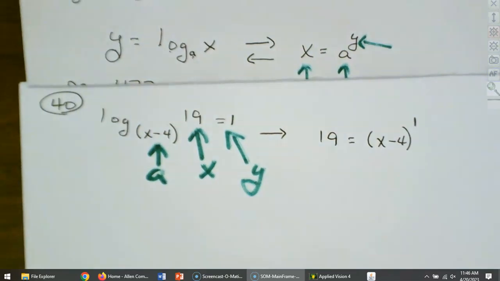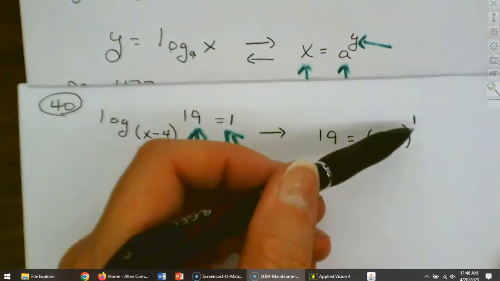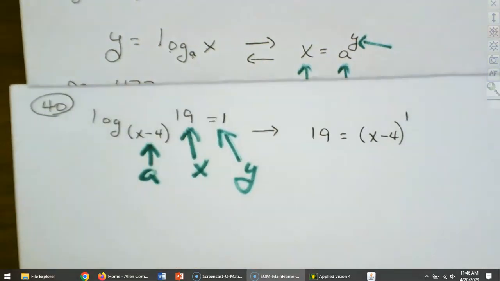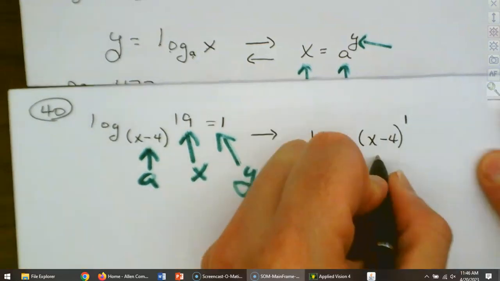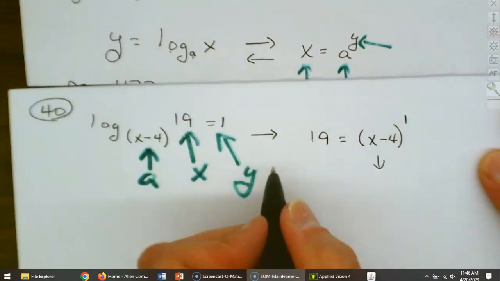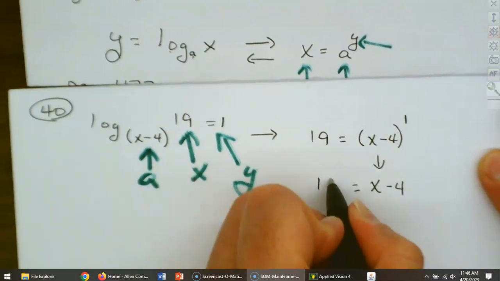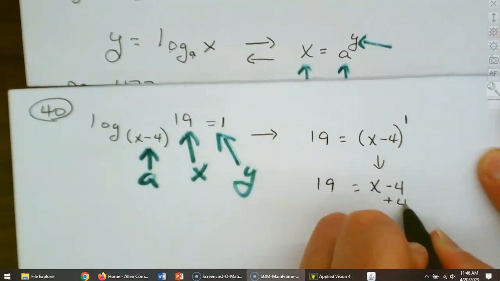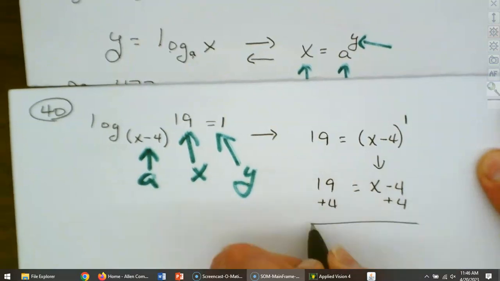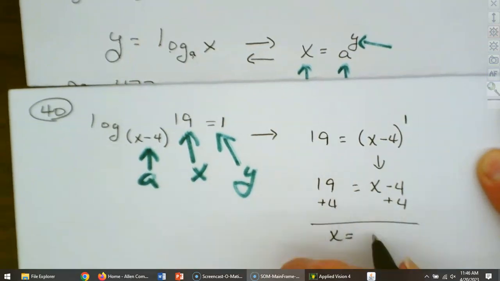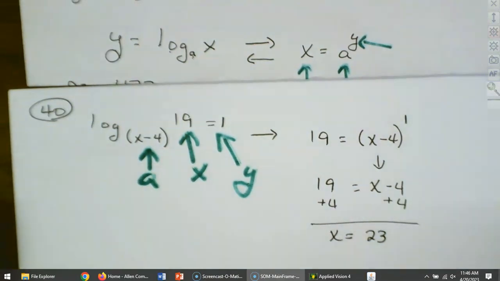Now don't try to make this one more complicated than it needs to be. A power of 1, what does that mean? It's just itself, right? So what does that come out to be? Well, we don't even need that 1 there. So that's going to be x minus 4. The other side is your 19. So we could just add that 4 over. And now we have x equaling what? 23. Easy enough. They're not difficult once you do the conversions.